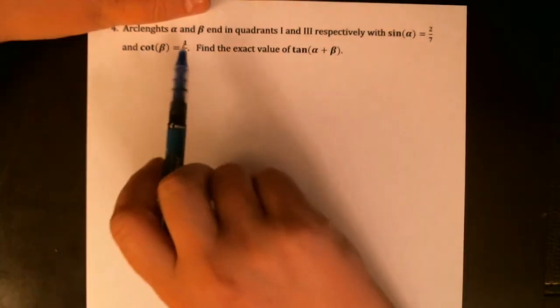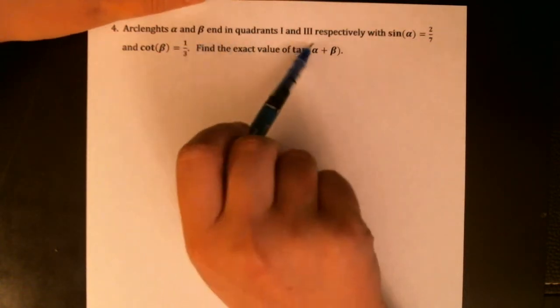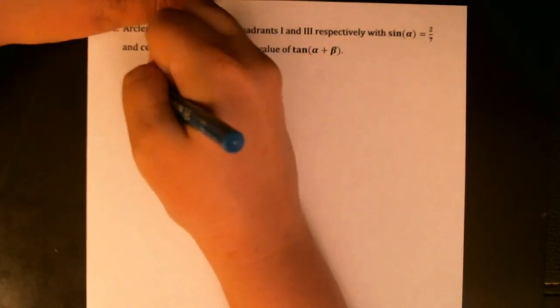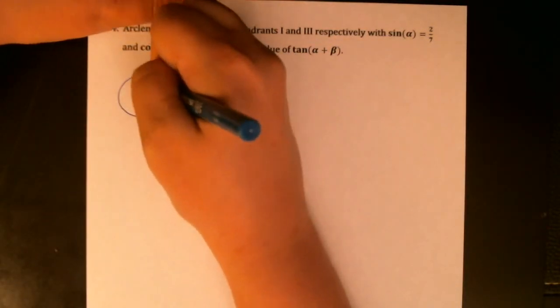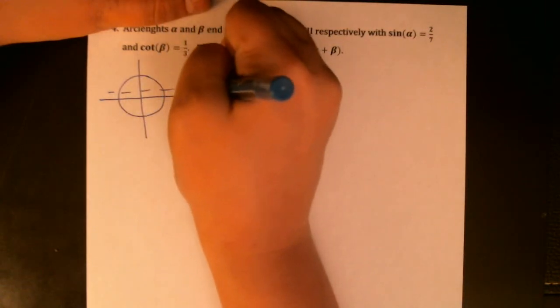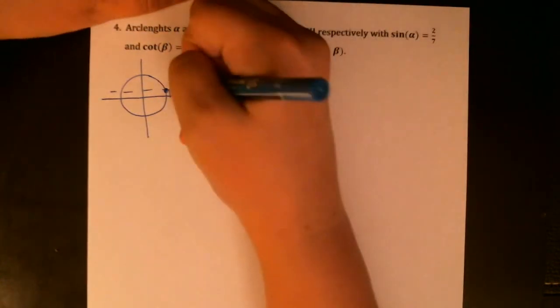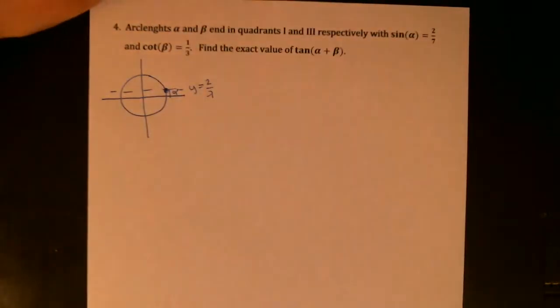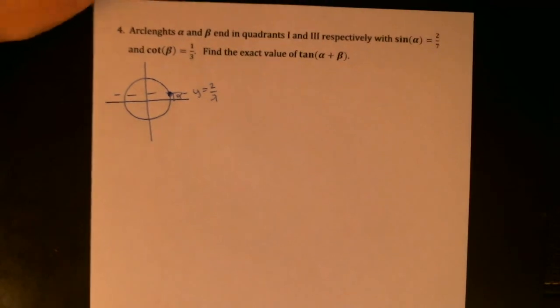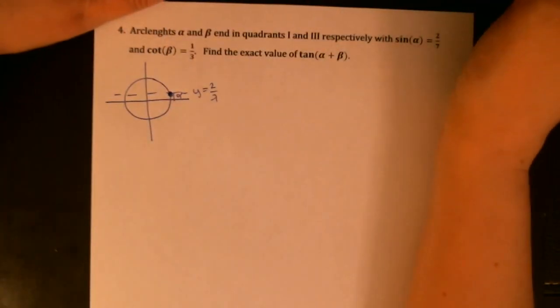We know that alpha and beta end in quadrants 1 and 3. So alpha in quadrant 1, beta in quadrant 3. We also know that sine of alpha is 2/7. So alpha is in quadrant 1 with a y-coordinate of 2/7. Okay, so we'll say this is our alpha. Actually, alpha could be infinitely many. This doesn't specify. But this is the point at the end of alpha for sure.